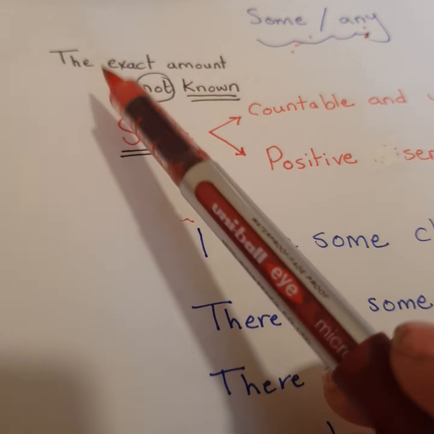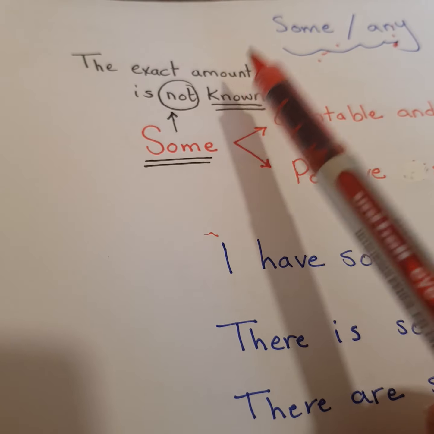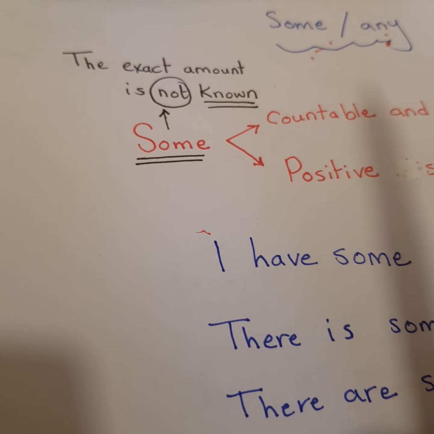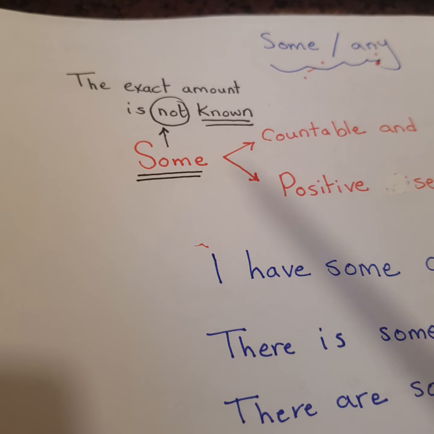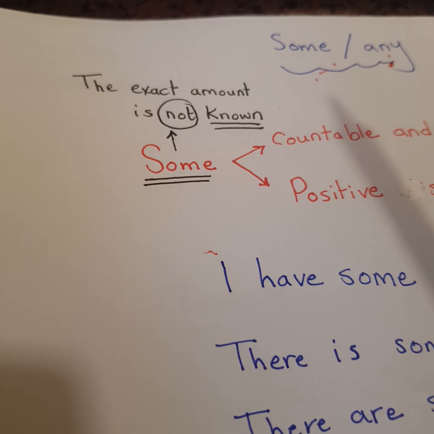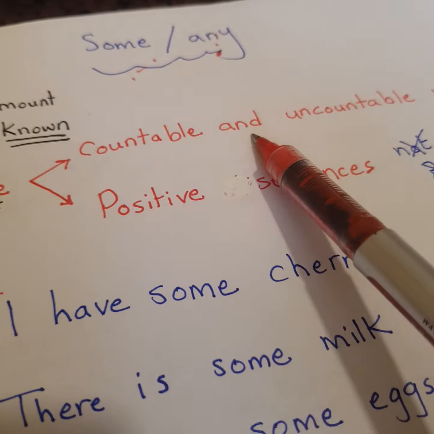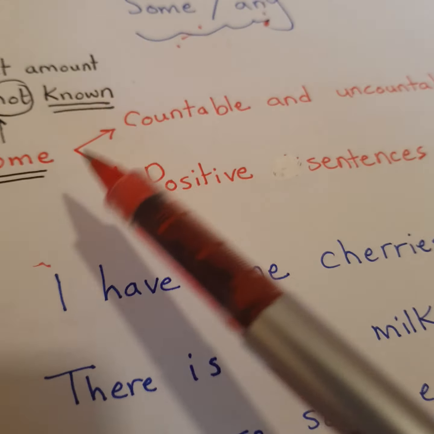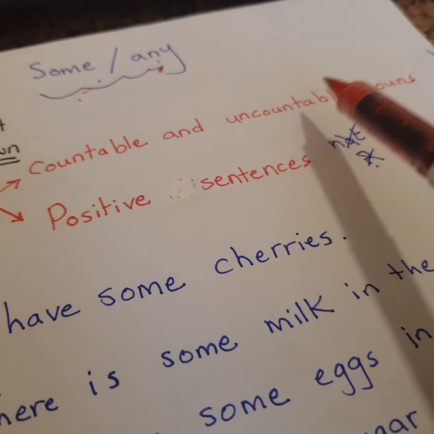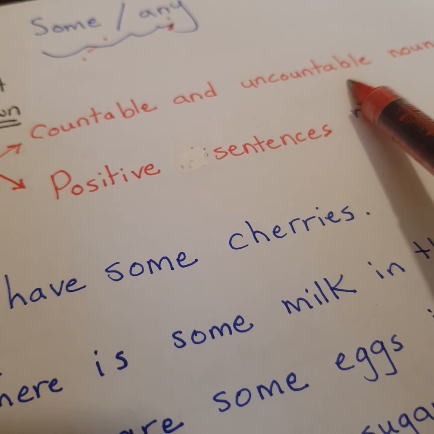I use some when the exact amount is not known. Exact amount اللي هي الكمية مش معروفة، الكمية المحددة مش معروفة. احنا ما بنعرف قد ايه عنا من هاي الشغلة. It's not known، ما بنعرفها. Okay. هلا some we use it for countable and uncountable nouns للأسماء المعدودة والغير المعدودة.